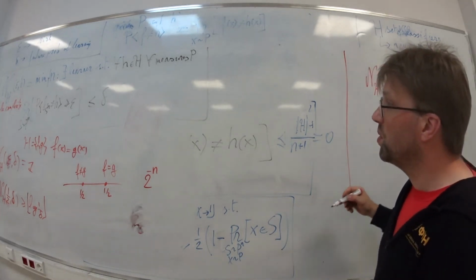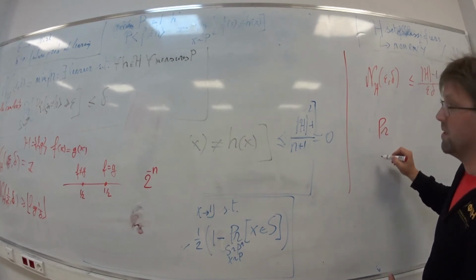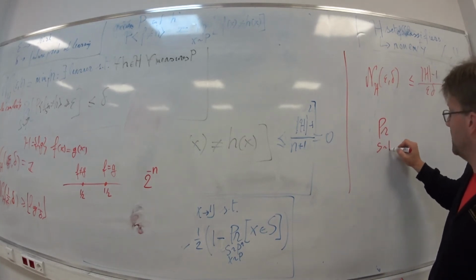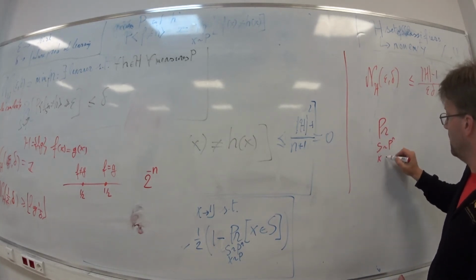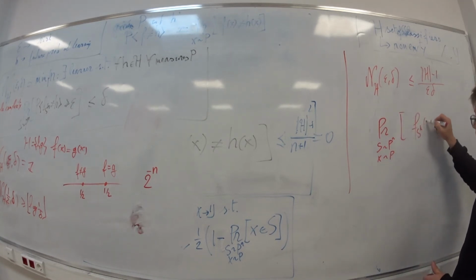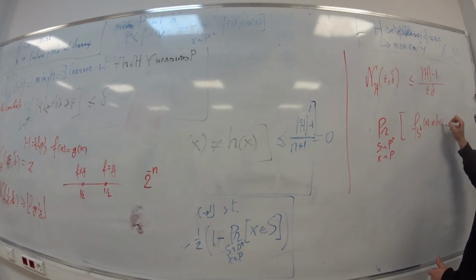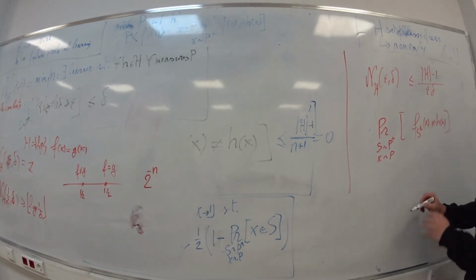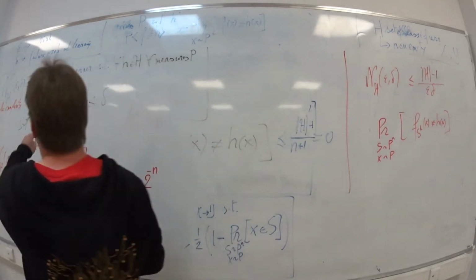Because we spoke about the probability over S and x over p that f_S(x) is not equal to h(x). So this is just the expected value of this probability.